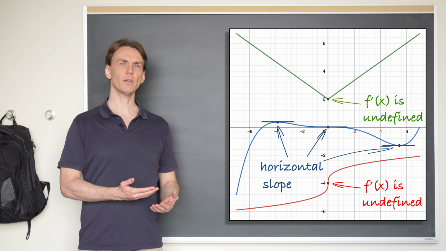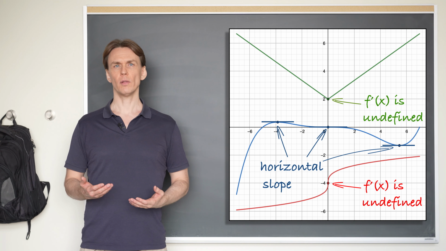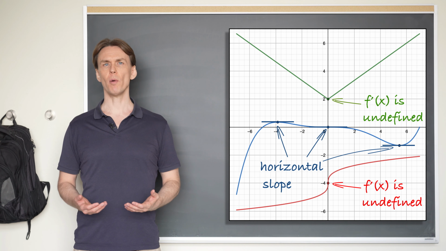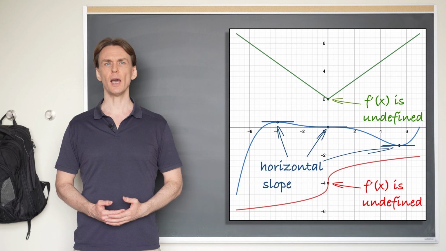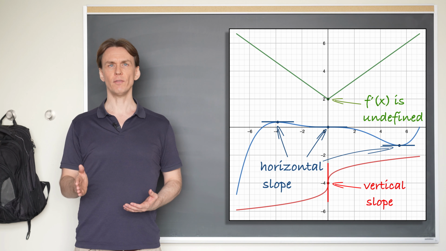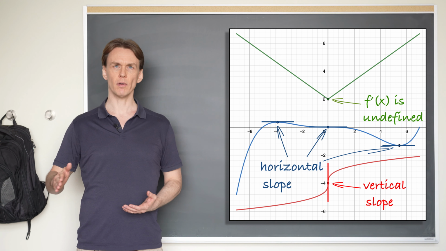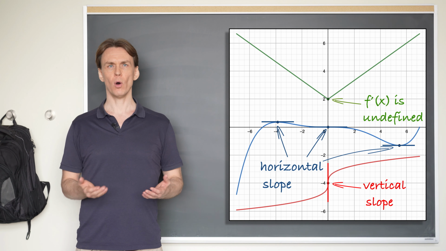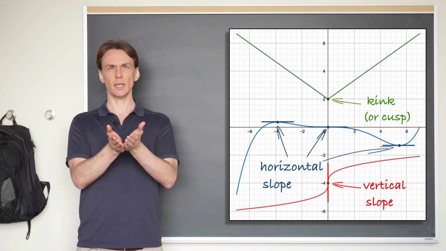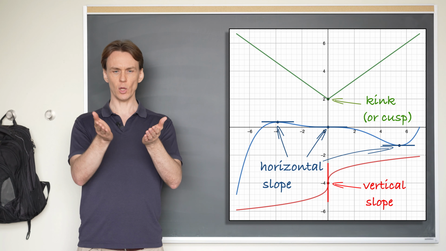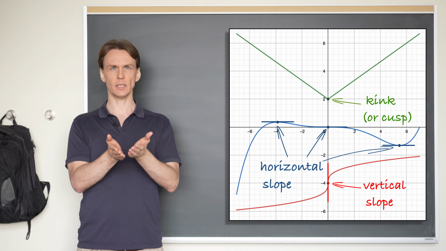And when the derivative is undefined, well, there are actually a number of ways that this can happen, but the most common examples that we encounter in calculus are when the tangent line is vertical, so the derivative blows up to plus infinity or minus infinity, or our function has a kink, also called a cusp, and this is where the slope suddenly changes at this particular point.